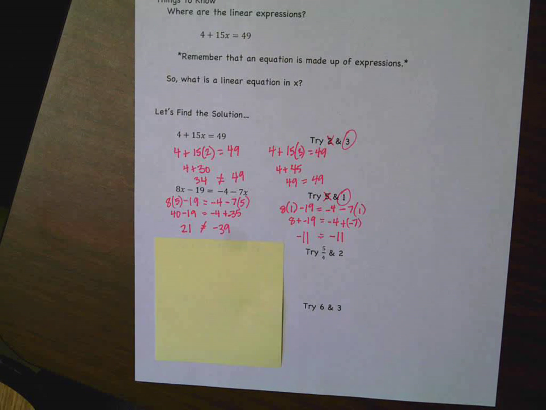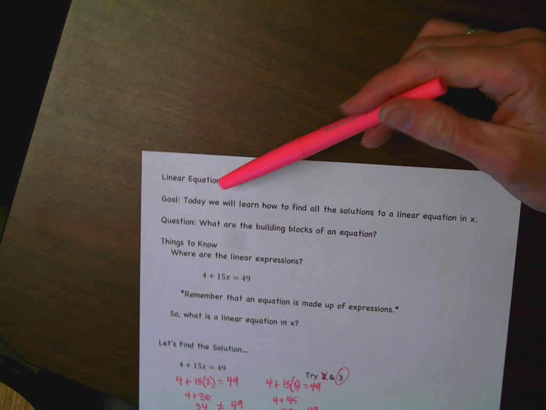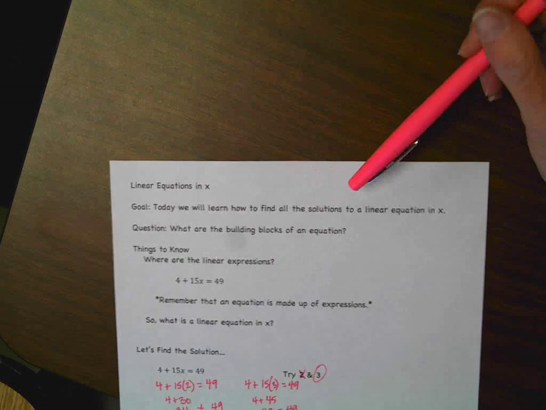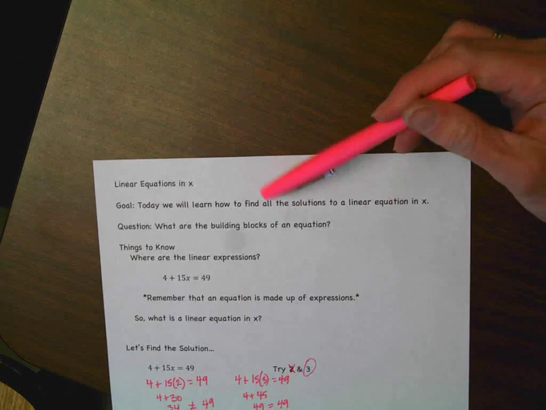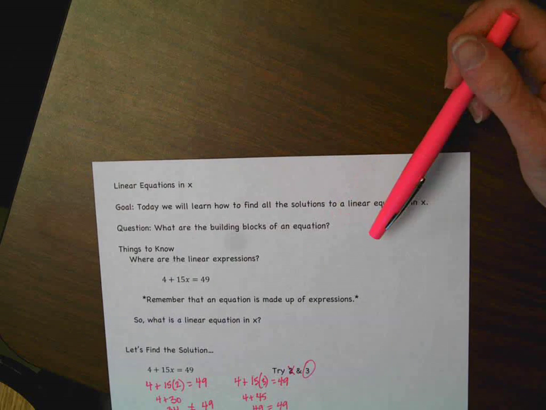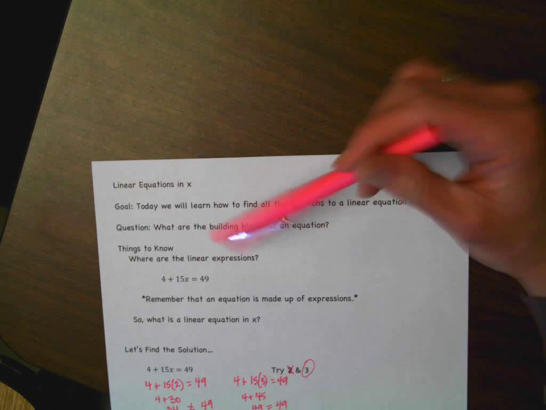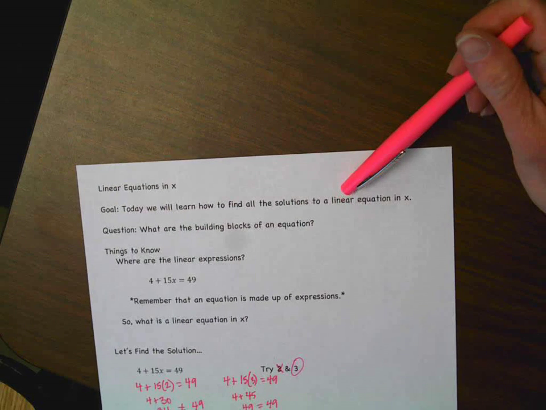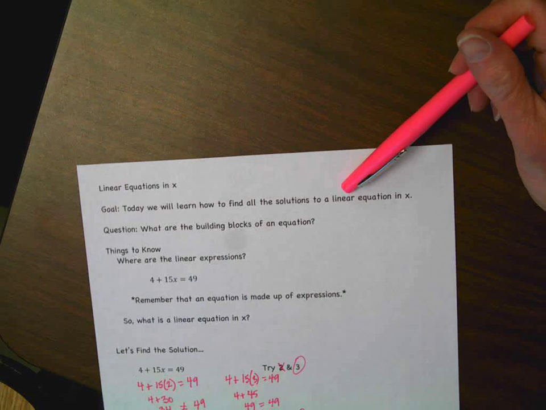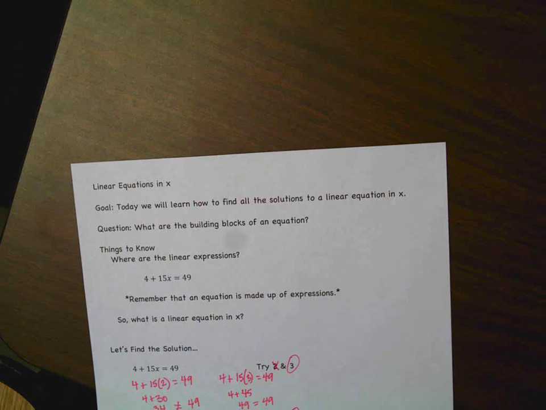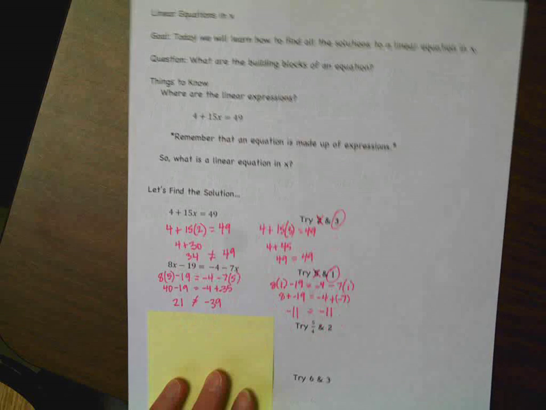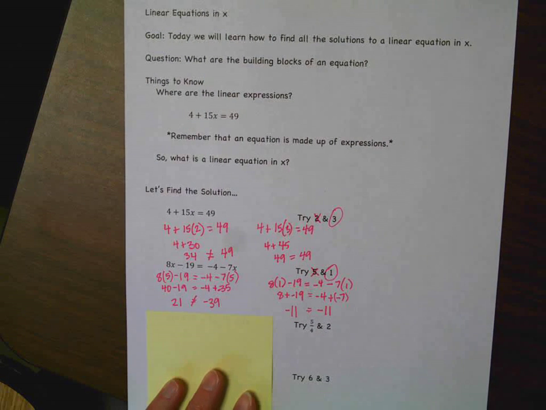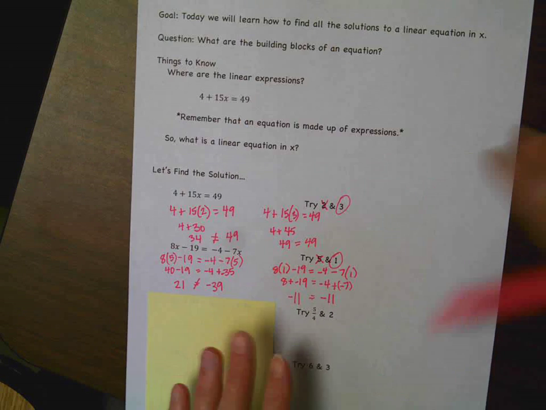Okay, so do you see what I'm having you do in this one? This whole lesson, what your job is, if you go back to the goals up here, it says, today we will learn how to find all of the solutions to a linear equation in X. Well, when it says all the solutions, what you need to recognize is that because this is linear, from our lesson yesterday, there should be exactly one value of X that will make it work. And this is what we're proving with those practices, okay?